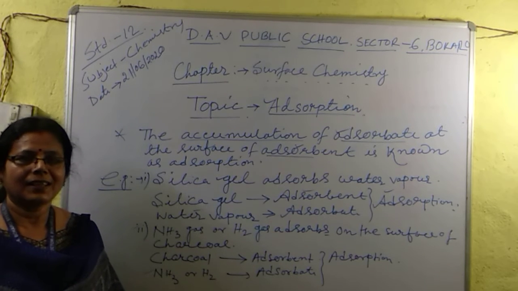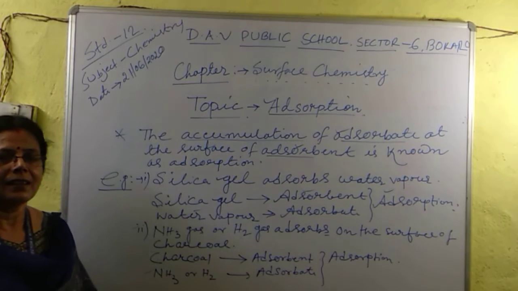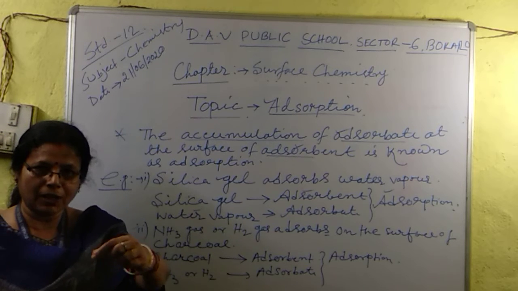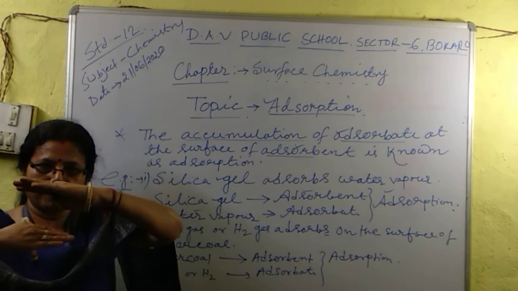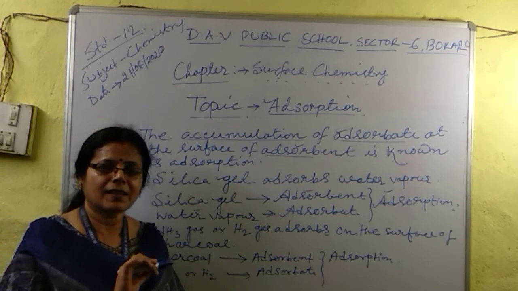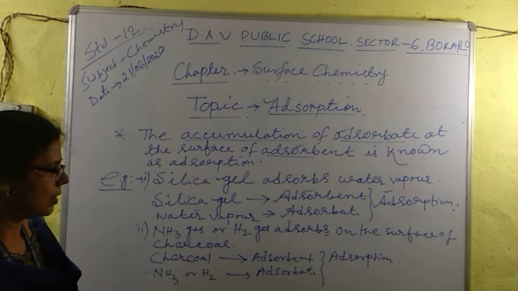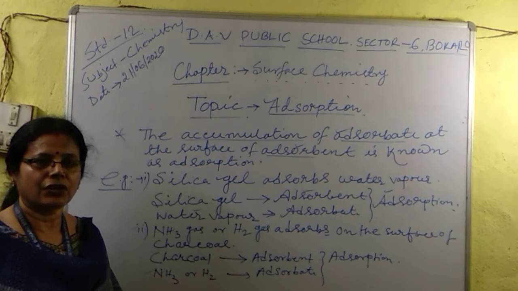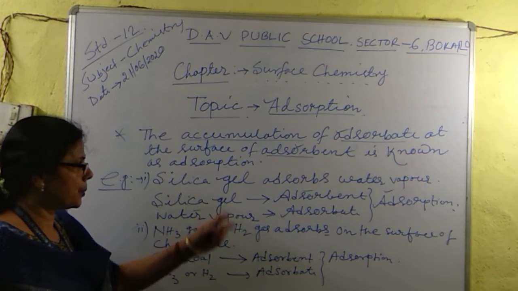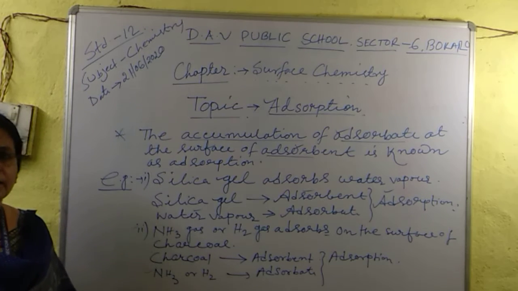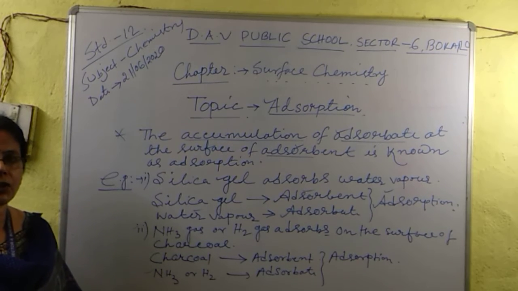So adsorption is related with two terms. One is the adsorbate, another is the adsorbent. And between the two there is the boundary or surface. Okay, students. So adsorption is the phenomenon where adsorbate adsorbs on the surface of the adsorbent.